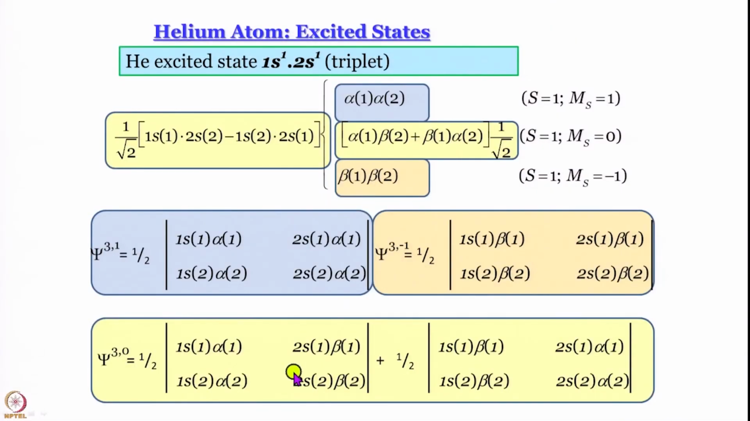For the alpha alpha and beta beta functions, you get Slater determinants. For the alpha beta plus beta alpha function, you get a sum of two Slater determinants.